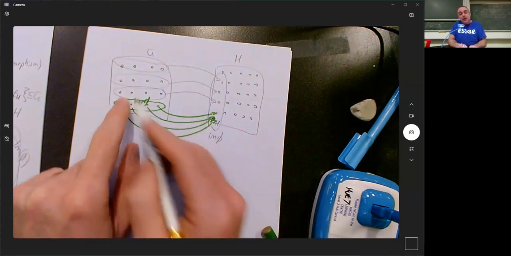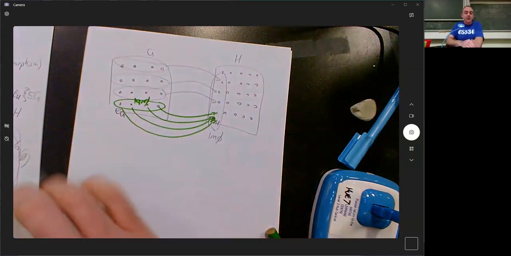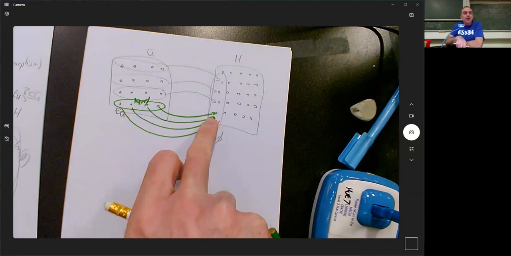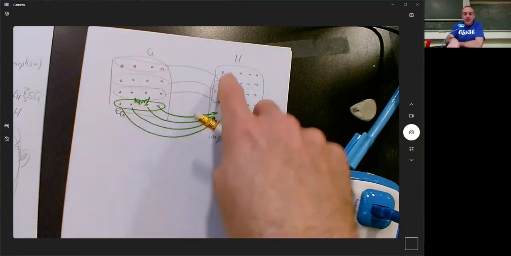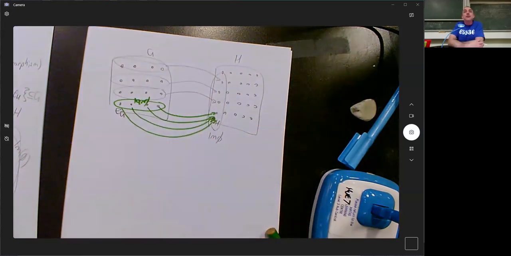4 will go here, 4 of them will go here, 4 of them will go here, 4 of them will go here. And if there were 5 that went to the identity, everything in the image would have 5 things that went to it. And that's just really useful to know. They're all the same size. But it's not just that they're the same size, the group operations are the same too.